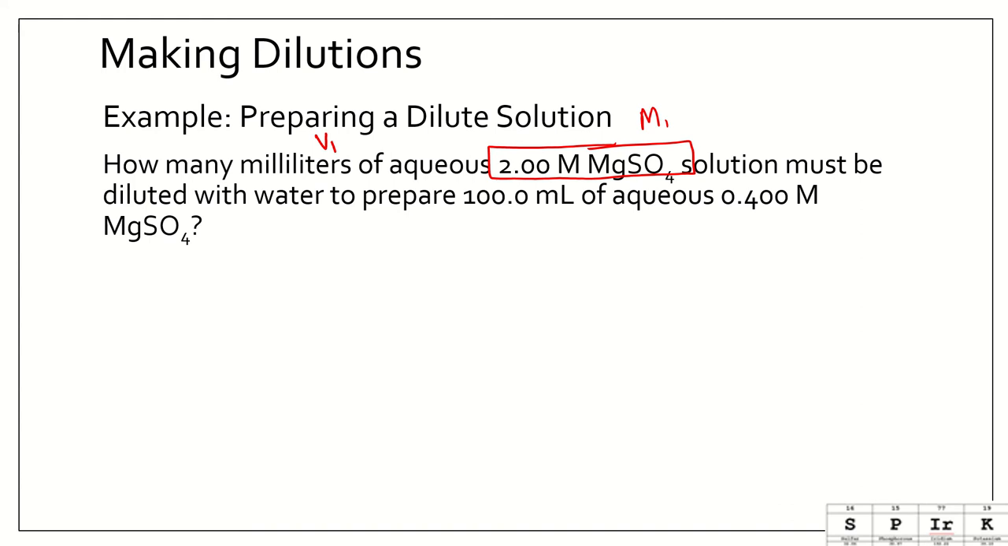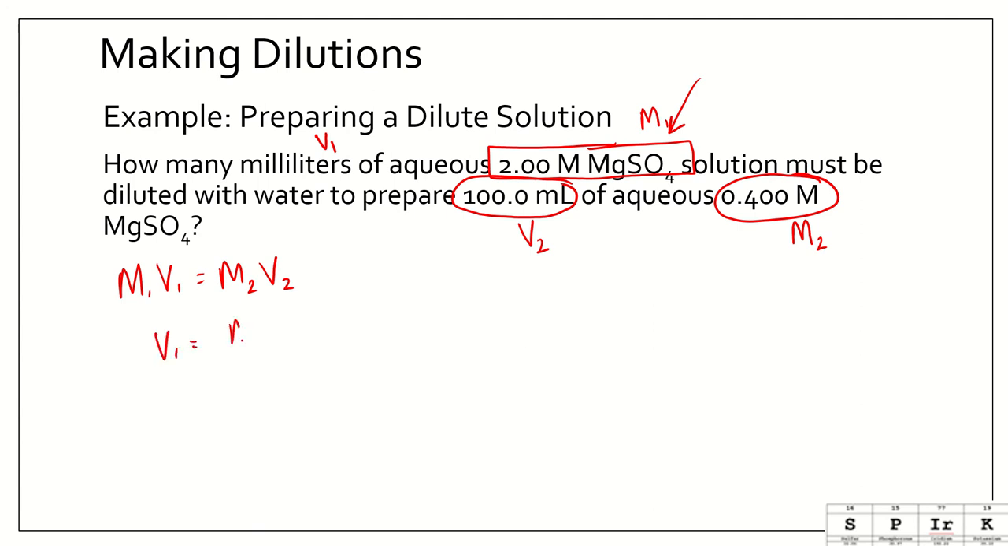And I want to make a solution that is 100 milliliters, and I want it to be this concentrated. So M2 and V2. So let's go ahead and set up our relationship. So M1 V1 equals M2 V2. And again, we're trying to solve for how much of this do I need to add to 100 milliliters to make it this dilute. So V1 equals M2 V2 over M1.